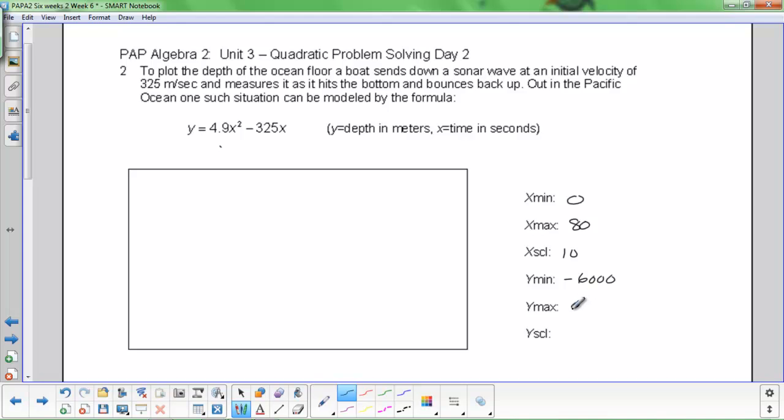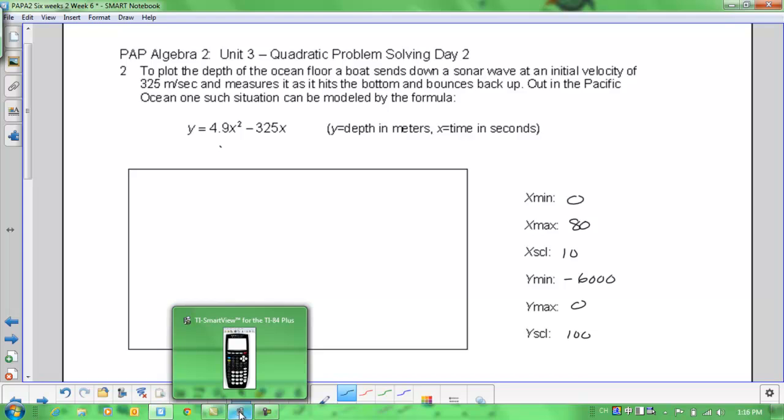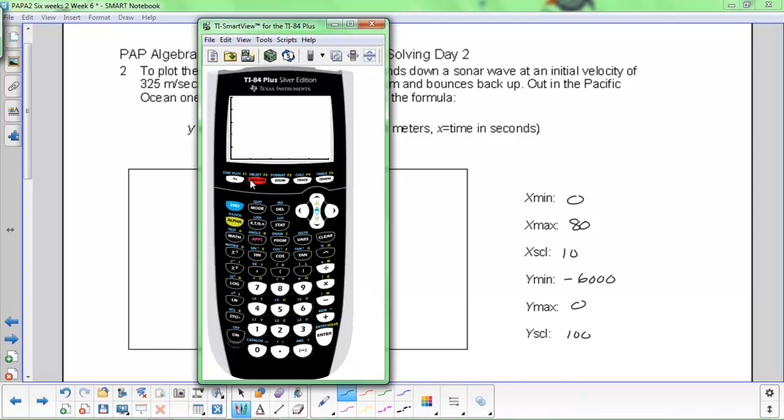10, 0, and 100. Now please note, I got all of these numbers through a series of trials and error. I had to view the window and then readjust the window several times before I actually got it correct. So when you do this on your own, you're going to notice that it's not easy to get the correct viewing window on the first try. And in fact, I rarely get the correct viewing window on the first try. So don't be frustrated.